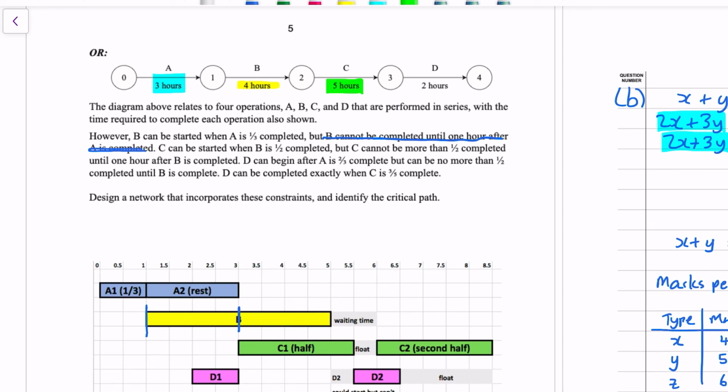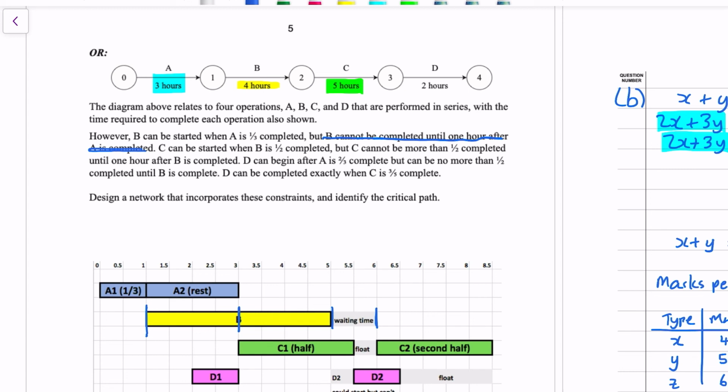When we get to 2.5 hours into C, C has to wait, because C cannot be more than a half completed until 1 hour after B is completed. So B finishes at 5. The 1 hour to 6 is when C can start again. Think something like, you can't apply your second coat of paint until the first coat is dry. Then the second half of C can start.